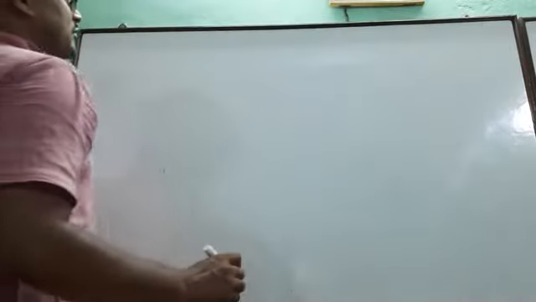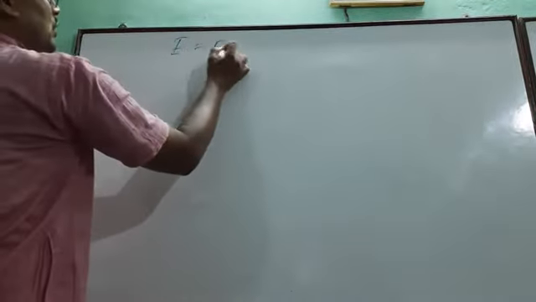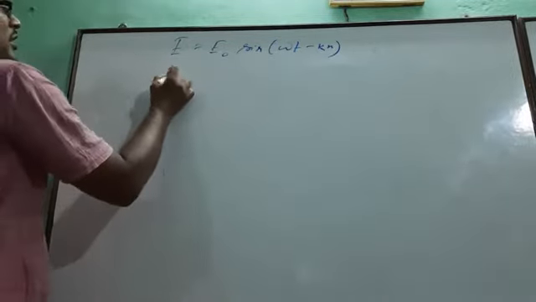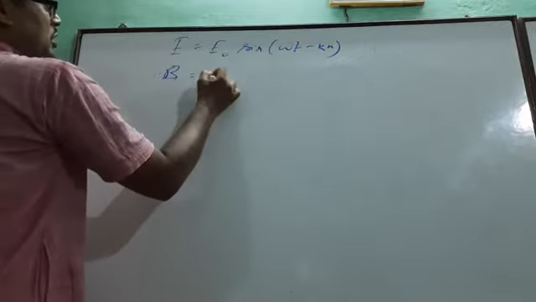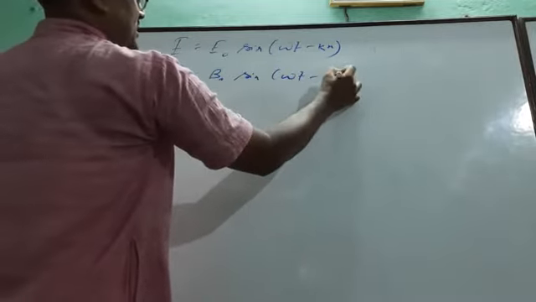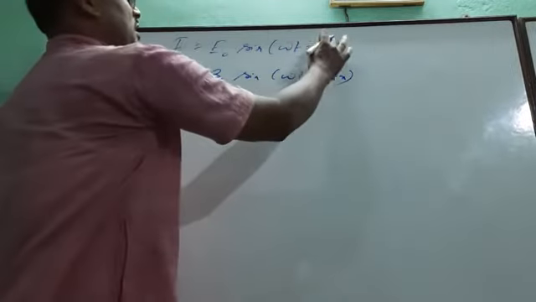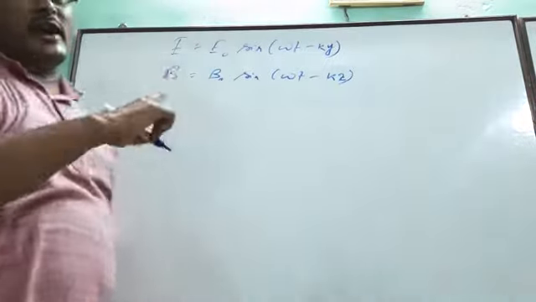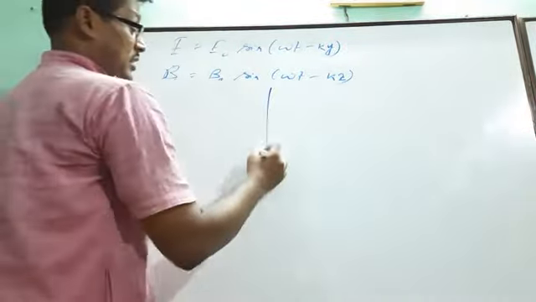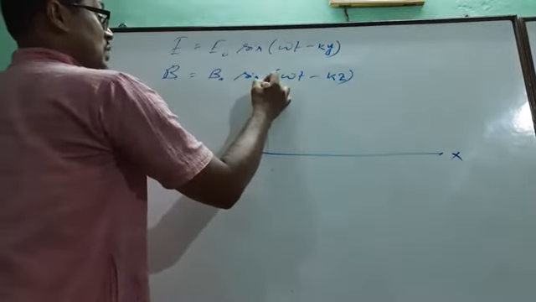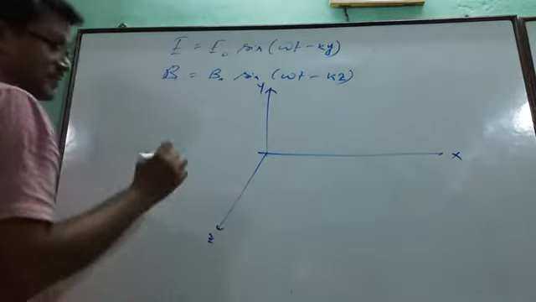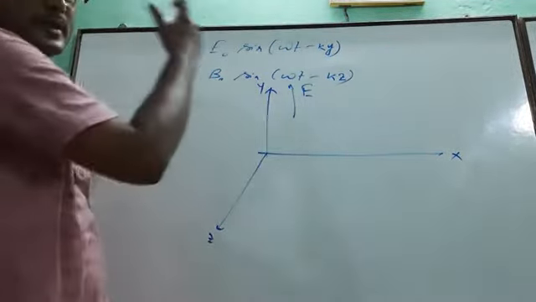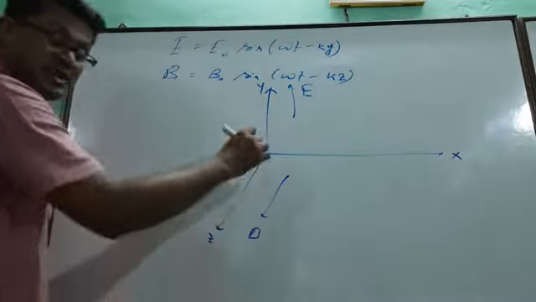Now, if the electric field equation is E equal to E naught sine of omega t minus kx, and the magnetic field is B equal to B naught sine of omega t minus kx, then this field varies along the y-axis, this field varies along the z-axis. Then the EM wave will propagate along the x-axis. How can it be represented? This is the x-axis, this is the y-axis, this is the z-axis. So the electric field is varying in this direction. The magnetic field is varying in this direction.